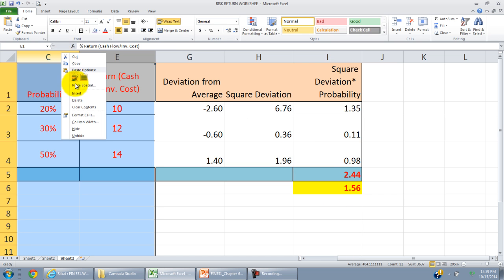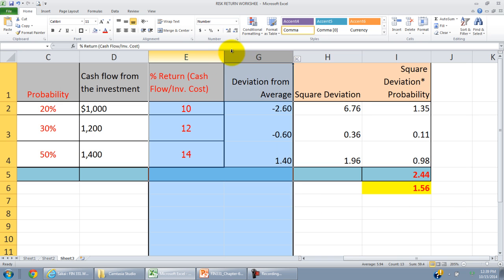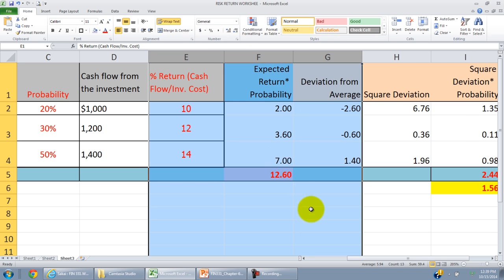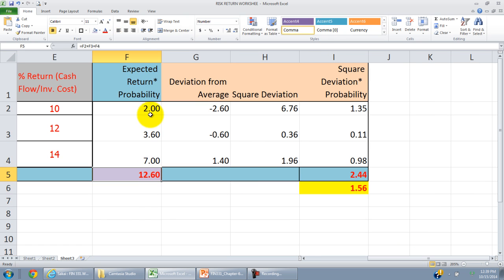Let me pull everything back again. So, let's look at what we have.